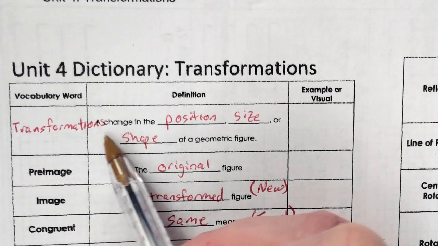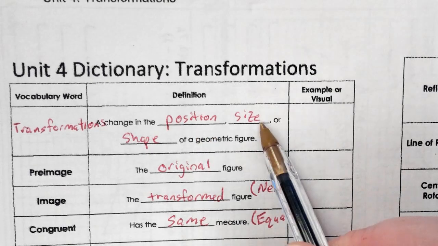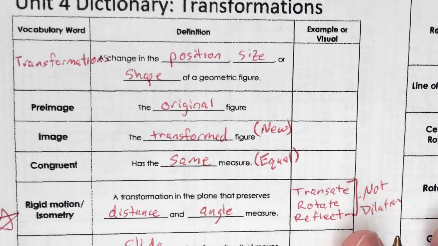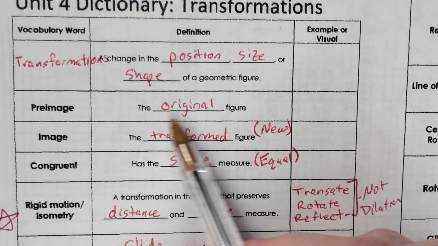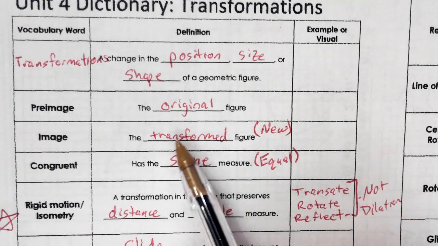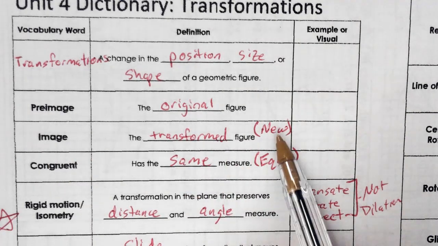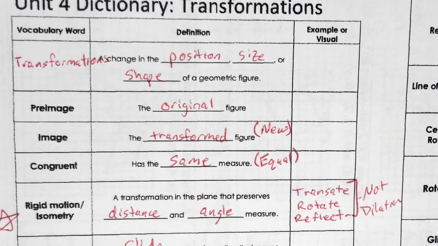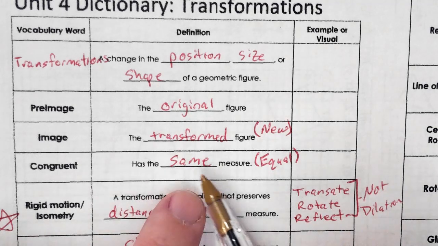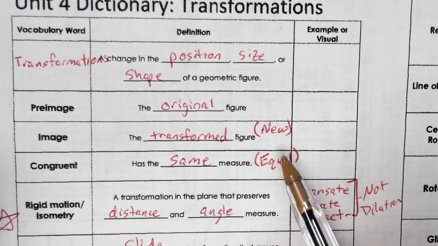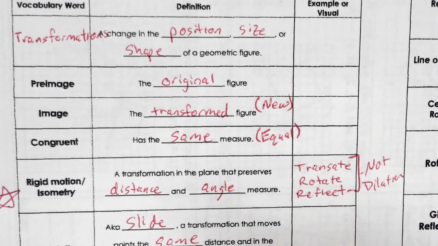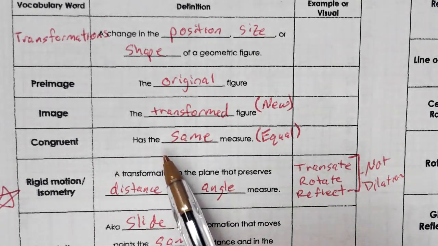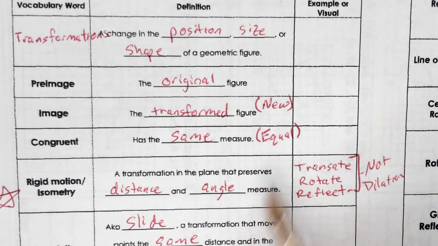Transformations. So transformations are a change in position, size, and shape. We have the pre-image, which is the original figure, and the image, which is the transformed figure or the new shape. So you start with the shape, that's the original, and then you move it somehow, whether it be a rotation, slide, reflection, any of that, and that is the transformed figure or the new figure. That is the image. All right, congruent has the same measure or equal measure.